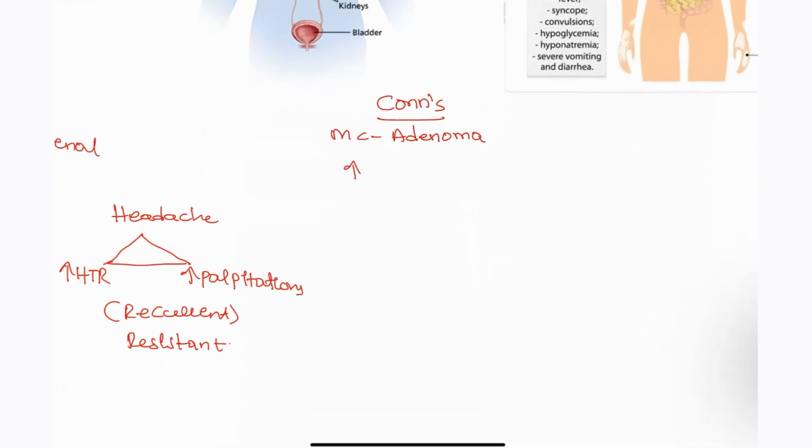Next, what happens in Conn syndrome? When Conn syndrome is present, it is going to increase the aldosterone. Okay, if the aldosterone is increased, what is it going to do? What is the normal function of aldosterone, guys? Let's see here. So this is the aldosterone.